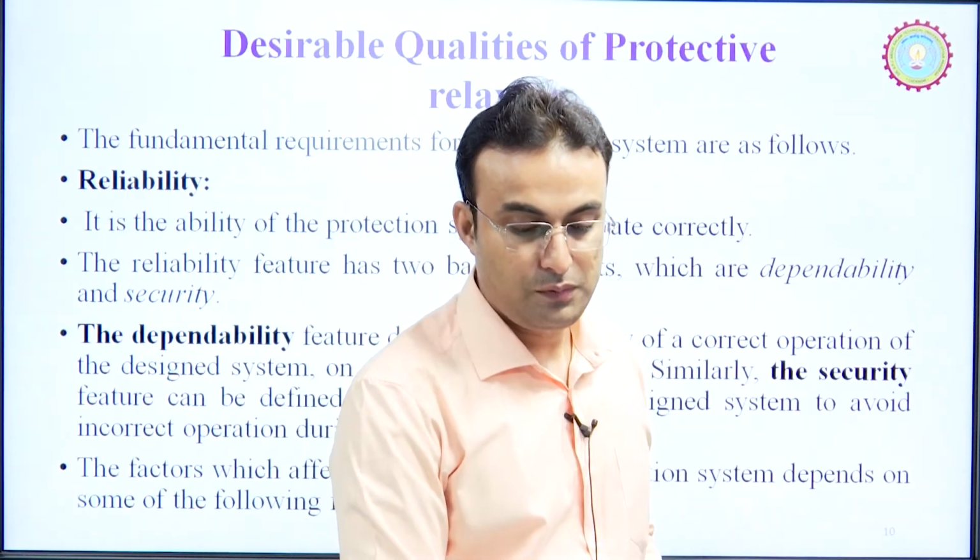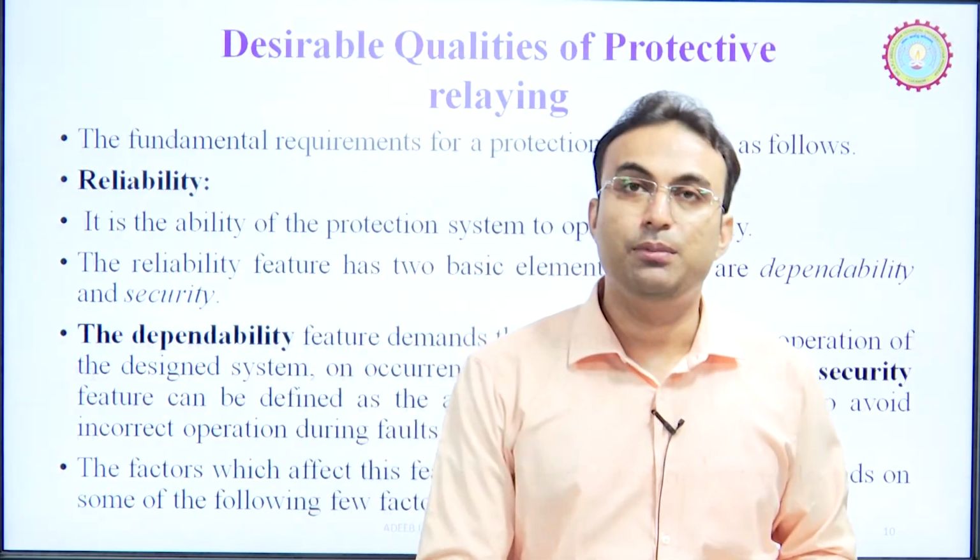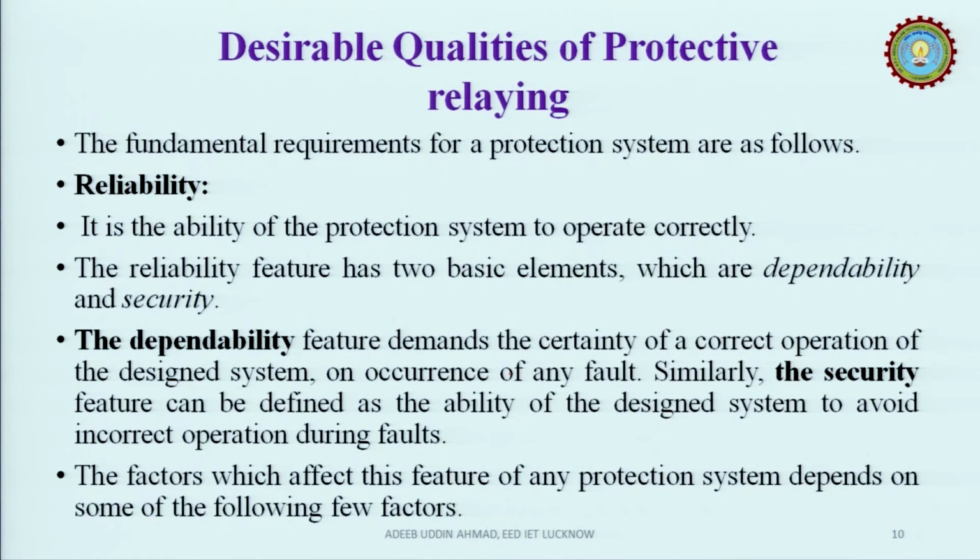Now, we will discuss the desirable qualities of protective relaying. The fundamental requirements of the protective scheme are as follows. These are some desirable qualities that our relay scheme must have. First is reliability. Reliability is very important. Why? It is the ability of the protection system to operate correctly. The reliability feature has two basic elements, which are dependability and security.